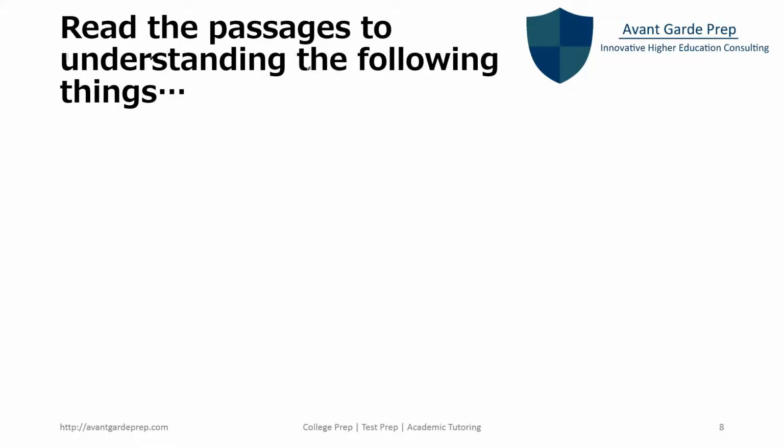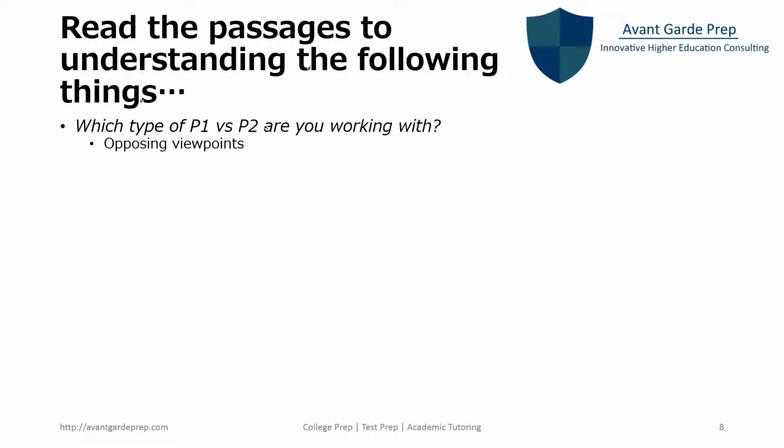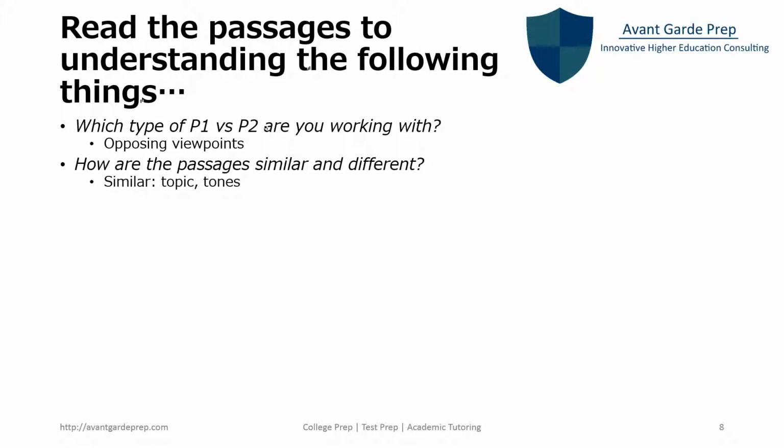Okay, remember those things that you're supposed to think about when you're reading paired passages? Let's think about them right now. Which type of passage 1 versus passage 2 are we working with here? The first type. This is an opposing viewpoints passage. How are the passages similar and different? They're similar in their topic. They're both dealing with the idea of overpopulation, and their tones are both very didactic or informative. How are they different? With their ideas or what they think.